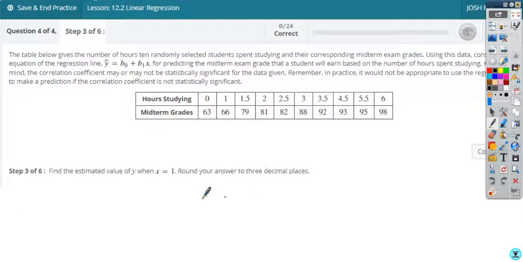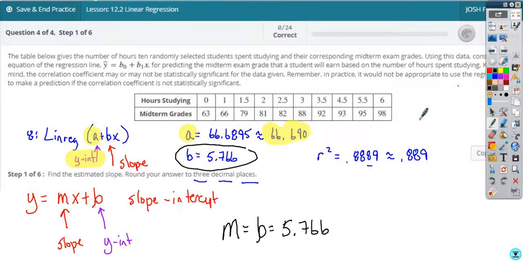Step 3. Find the estimate value of y when x equals 1. Well, remember, these are not estimated values. This is a data table. These are actually data values that we observed. And what we did was we took these data values, and I'm going to go ahead and go back to slide number 1. We took those data values, and with those data values, we did what's called a linear regression.